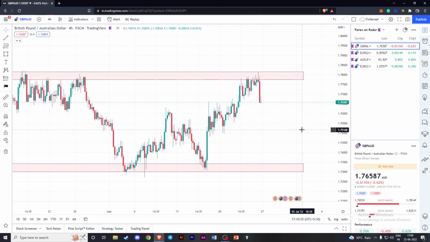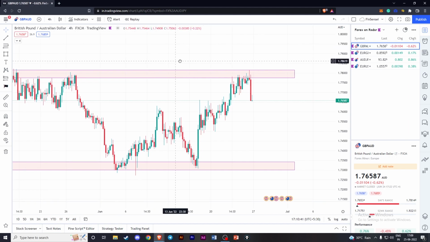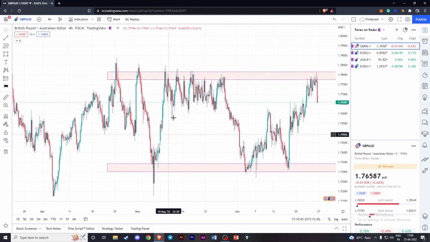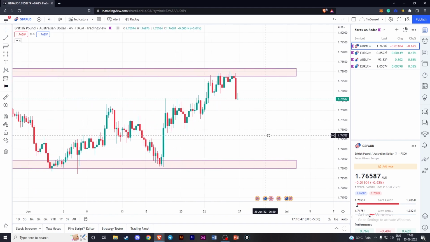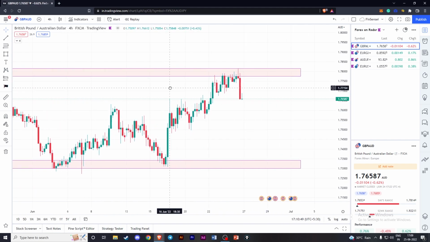Today we have 4 pairs with us for next week's analysis. The first one is the British pound versus the Australian dollar. Here we can see that the price has been moving between a range, and in the last trading session it has just taken a resistance from the upper range.